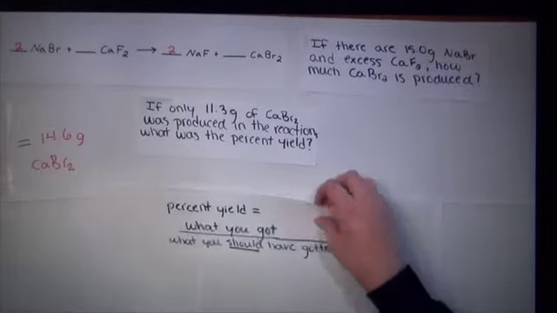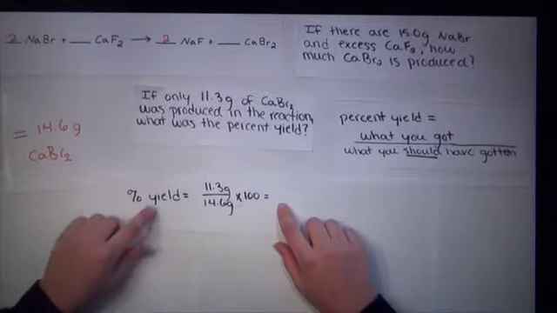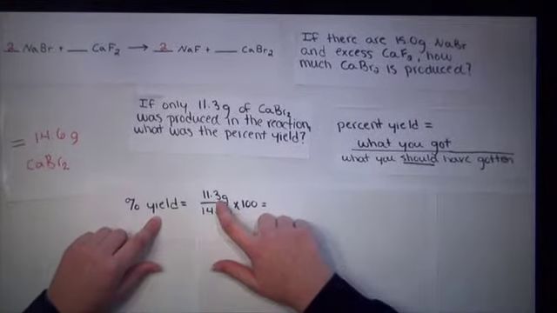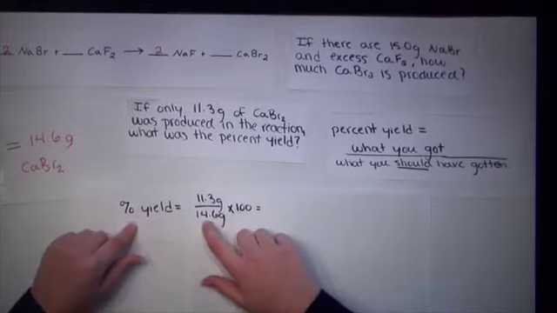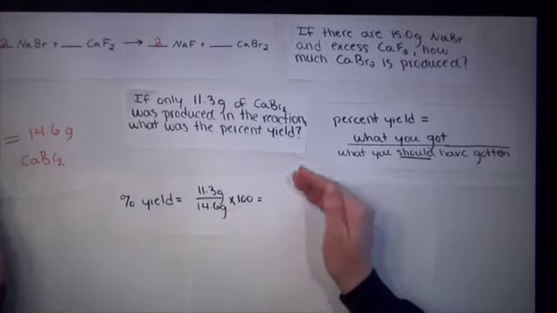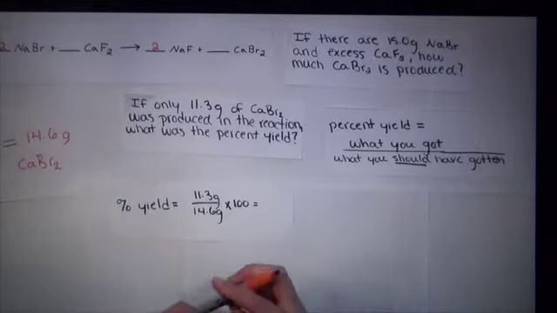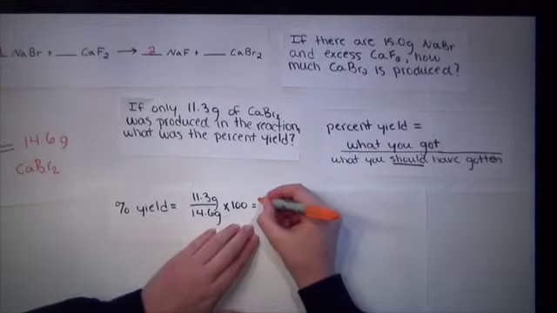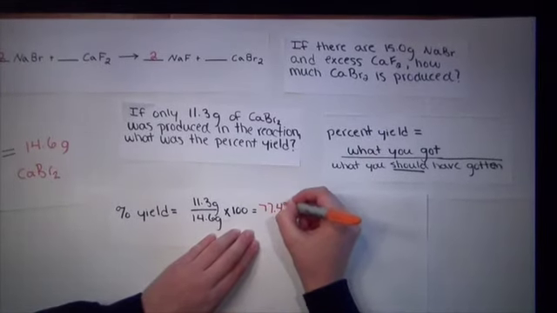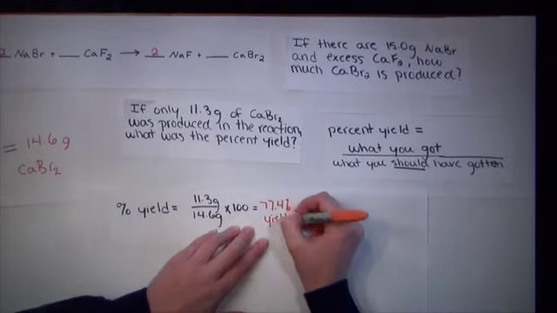So now we have our calculations. So the percent yield is 13.3 grams divided by 14.6 grams, and that will give you a decimal. To make it into percent, you multiply it by 100. So once we do the math, we get 77.4% yield, which is not a bad amount at all.